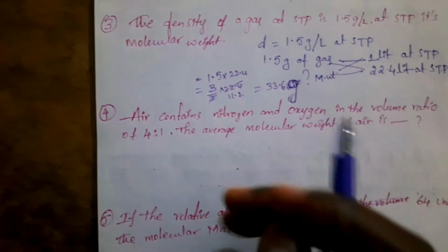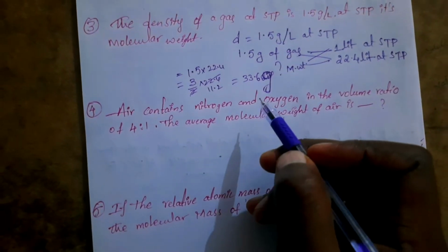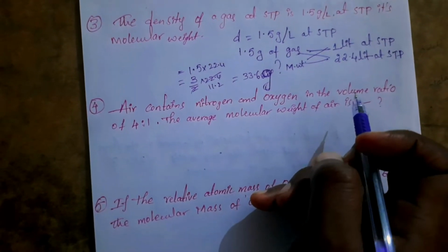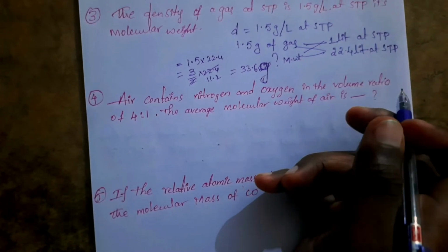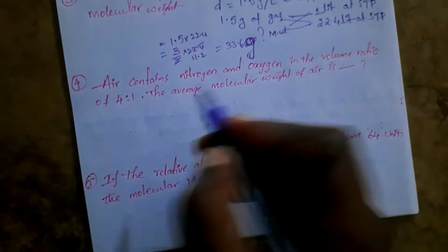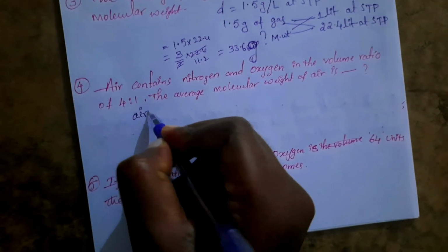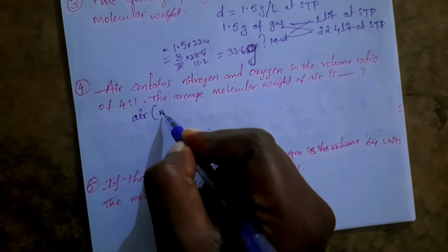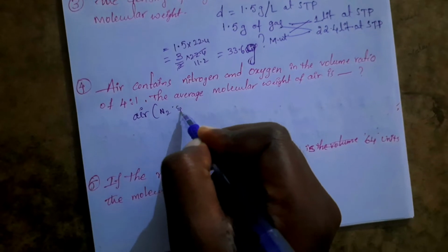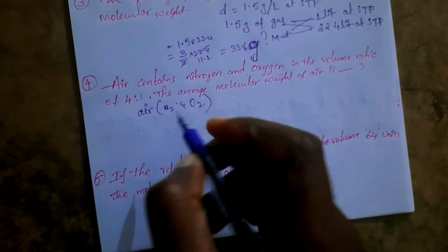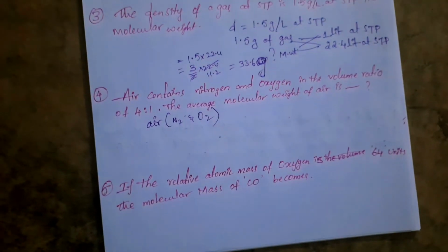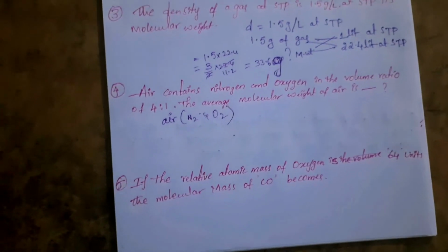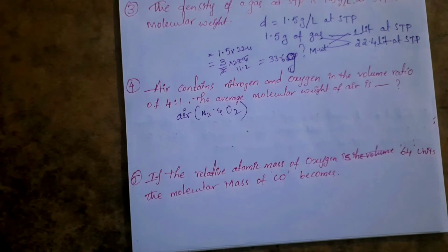Next one we will see. Air contains nitrogen and oxygen in the volume ratio of 4:1. The average molecular weight of air is they are asking. Generally air contains mainly nitrogen and oxygen, with nitrogen in the major proportion. Generally we take it as 78% nitrogen and 21% oxygen.